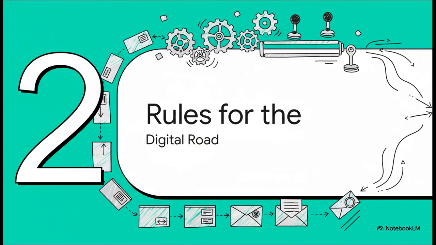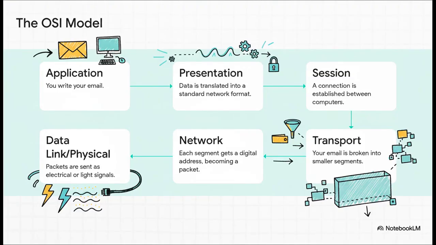Okay, so before your data can even think about hitting the road, it's got to be packaged and addressed correctly. And this isn't just a one-and-done thing. No, it's a series of steps, kind of like a digital assembly line, where each stop adds a new layer of instructions for the journey ahead. Yeah, this whole process follows what's called a layered model. It kicks off right at the top with your application, writing your email. Then, as that data moves down the line, it gets prepared for travel. It's broken up into smaller, manageable pieces. Each of those little pieces gets its own digital address label. And then finally, it all gets converted into the actual physical signals. We're talking light pulses or electrical charges that are going to physically travel through the wires.